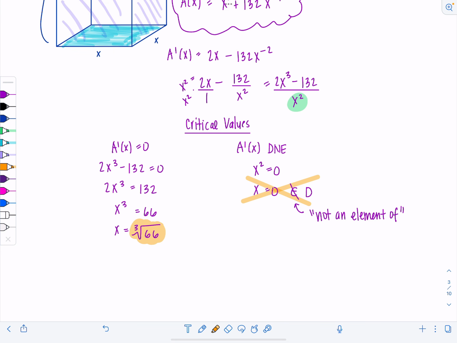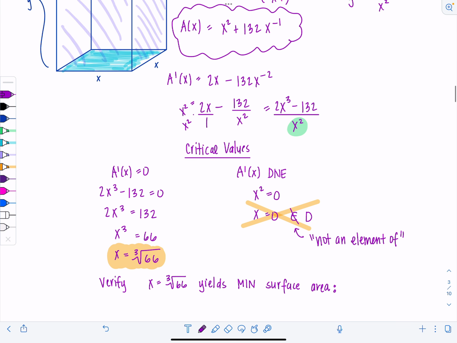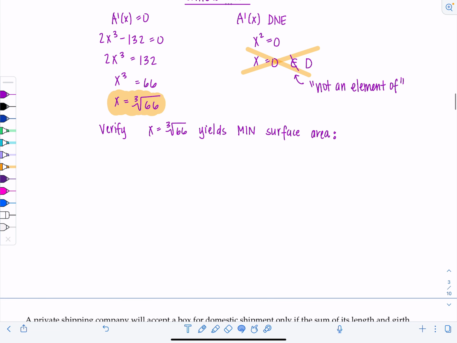Now I need to verify that that yields a min. So verify x equals cube root of 66 yields the minimum surface area. In this case, let's do the second derivative test again. So I need to compute A double prime. Make sure you don't use this version to get another derivative, because then you'd have to do quotient rule. That doesn't sound fun. I'm going to use this version, the first derivative, to take a second derivative. So let's copy this down here.